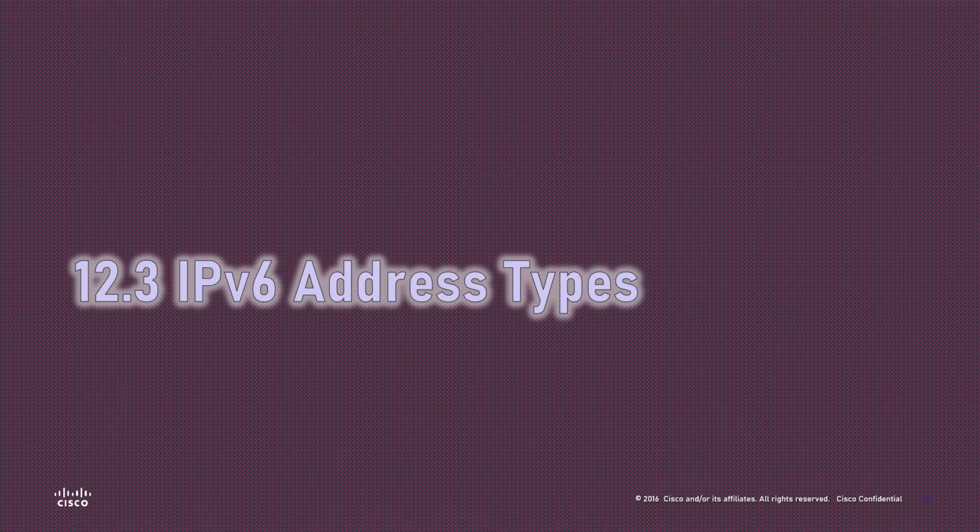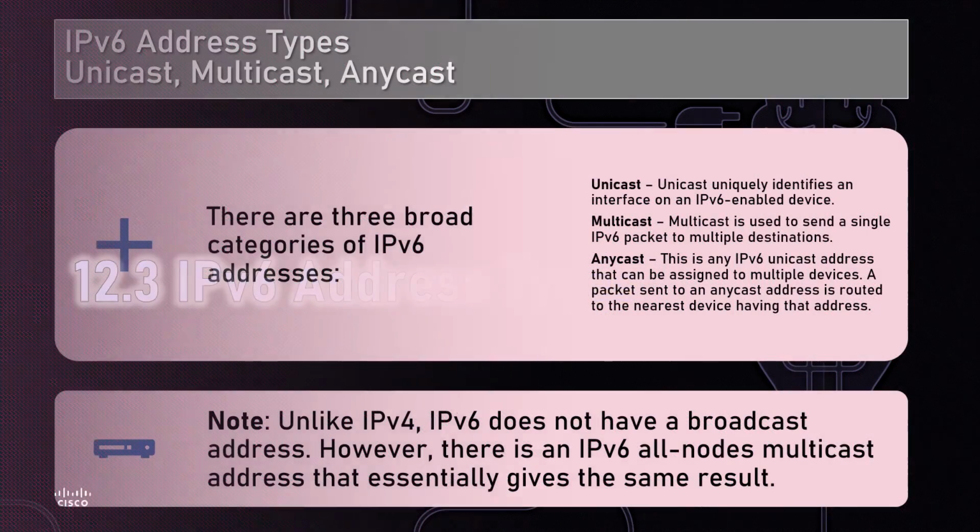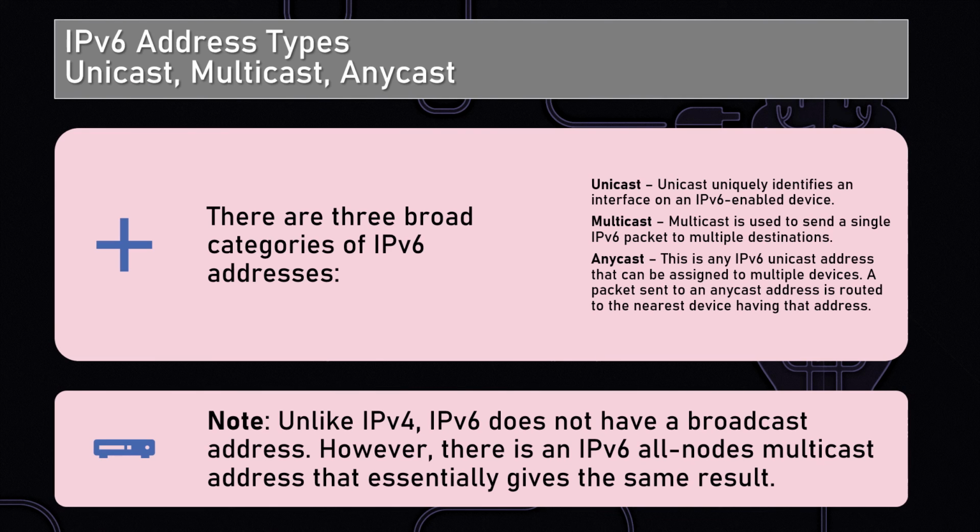Now let's look at some address types. Just like we do in IPv4, we've got some different address types that we use to assign for various functions. Our broad categories fall like this. Unicast. This is going to uniquely identify a single host device interface. Multicast is used to send a single packet to multiple destinations, though it's not what we would consider to be a broadcast form. And then Anycast is where any IPv6 unicast address can be assigned to multiple devices. This is where we can send an address to whatever the nearest device is that has that accepting Anycast address.